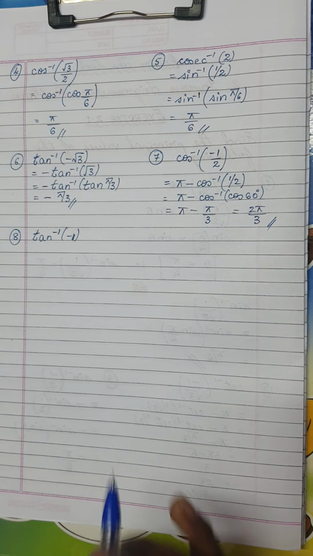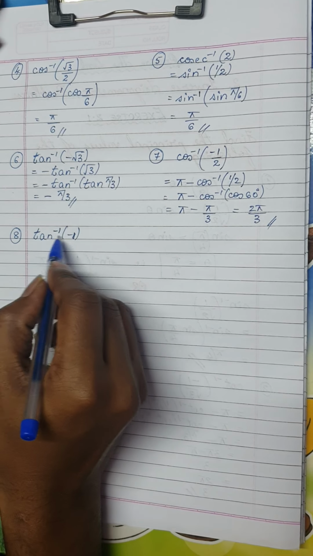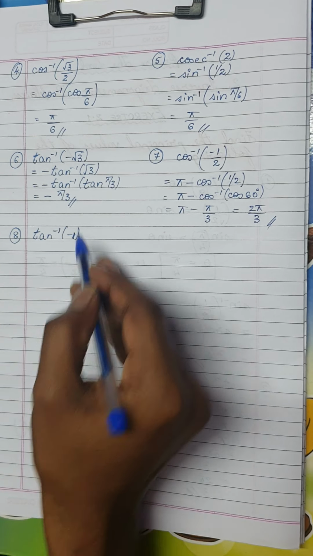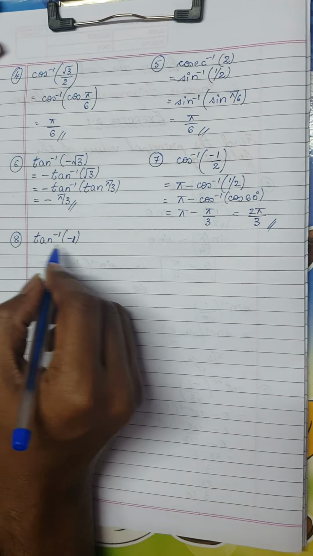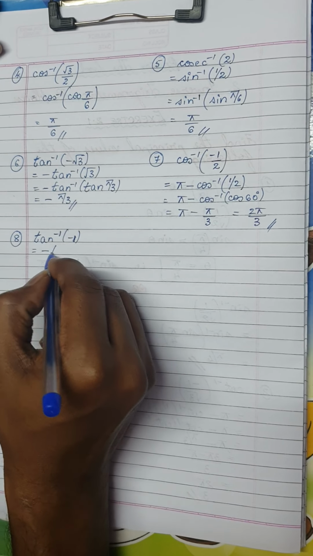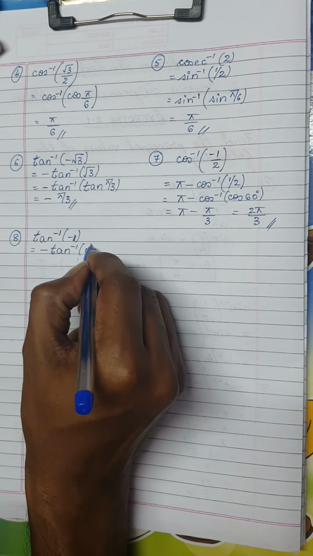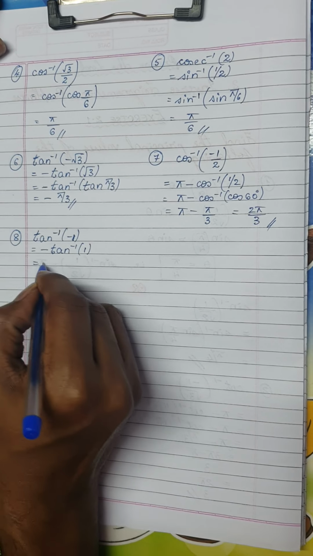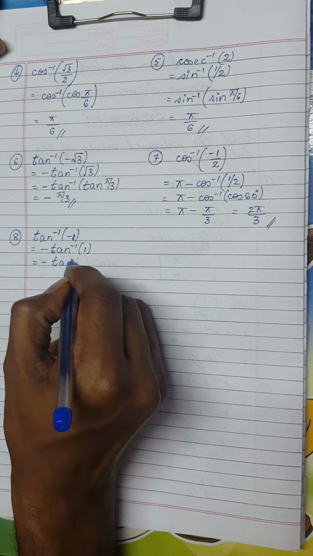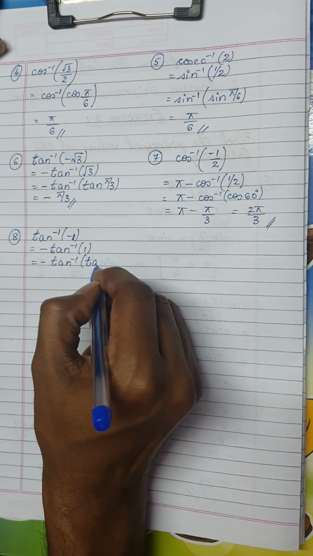Let's consider the next question, which is very similar. I have tan inverse of minus 1. This is similar to the earlier question. Tan inverse of minus x, we know for tan inverse it is directly minus. So minus of tan inverse of 1. Now this is minus tan inverse of 1, and we know tan 45 degrees is 1.